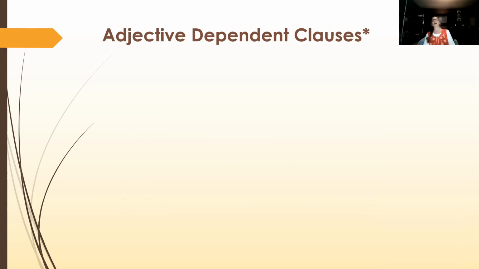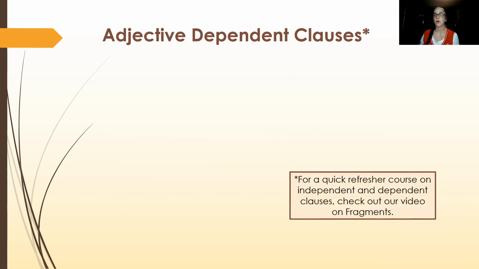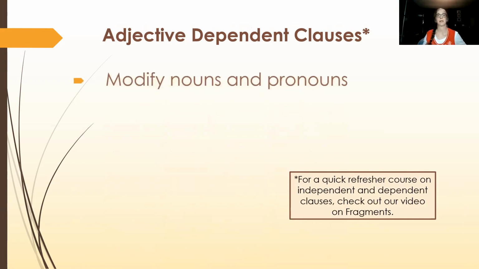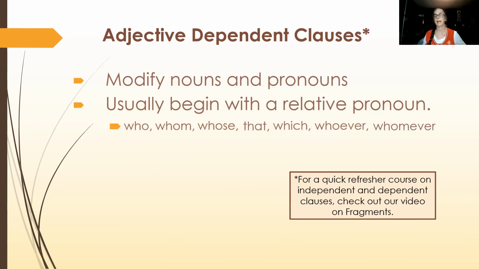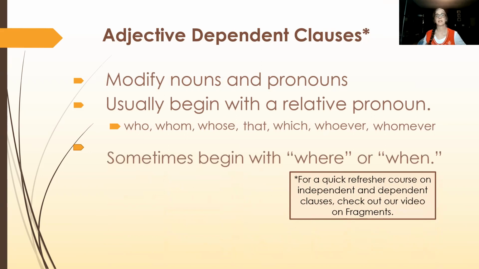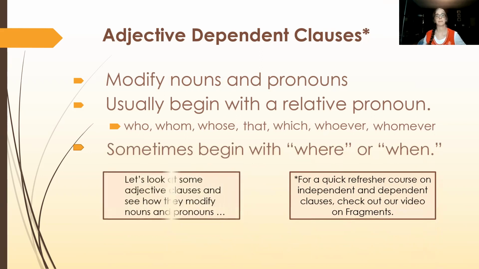Okay, so now let's look at our adjective dependent clauses. For a quick refresher course on independent and dependent clauses, check out our video on fragments. What do adjective dependent clauses do? Like all the other adjectives, they modify nouns and pronouns. They usually begin with the relative pronoun who, whom, whose, that, which, whoever, and whomever. Sometimes they begin with where or when. So let's look at some adjective clauses and see how they modify nouns and pronouns.